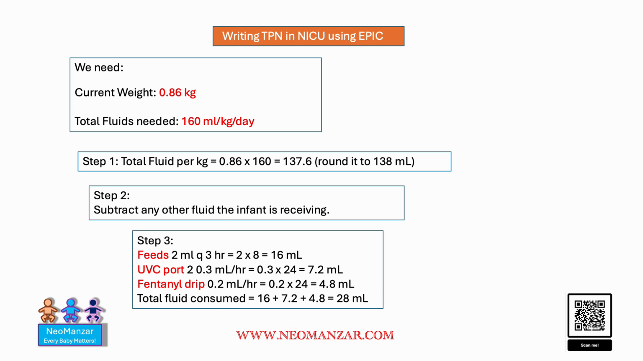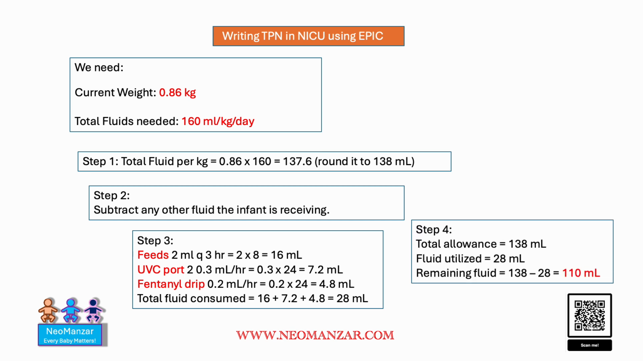In certain cases, some babies are NPO and they are on dopamine, dobutamine, vasopressin, milrinone. For all the drips they are taking, you multiply those ml per hour by 24 and get the total volume. So the concept is, you want to have all fluid subtracted before you come to write your TPN, so that your total fluid will remain the same. I hope I'm making it clear to you guys. Once you have calculated the fluid which is utilized, you subtract it from your total calculated fluid. In this case, it was 138, so now we got to 110 ml. In conclusion, after eliminating everything, we have 110 ml left for our TPN.